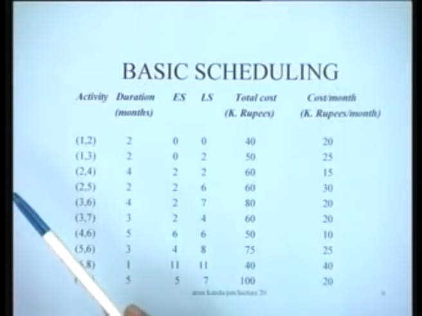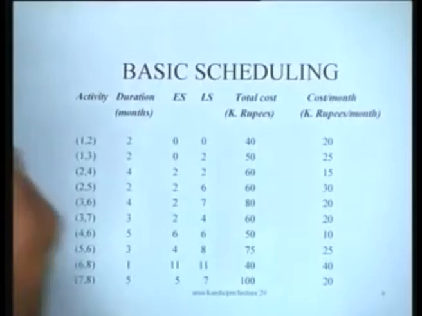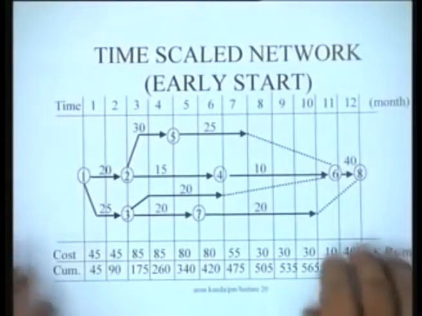Now just to continue the computations, we will have to first draw a sort of a time scaled network, and we will consider the two possible extremes, the early start schedule and the late start schedule. For instance, the early start schedule for this project looks like this.